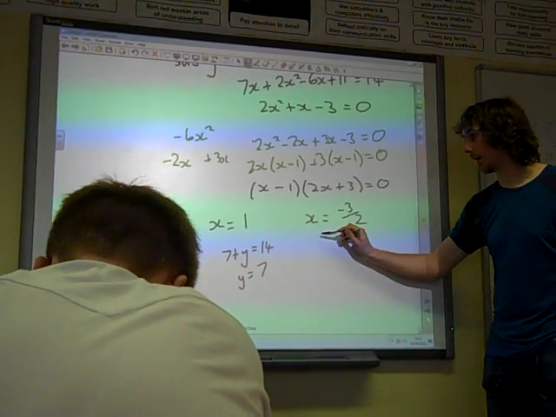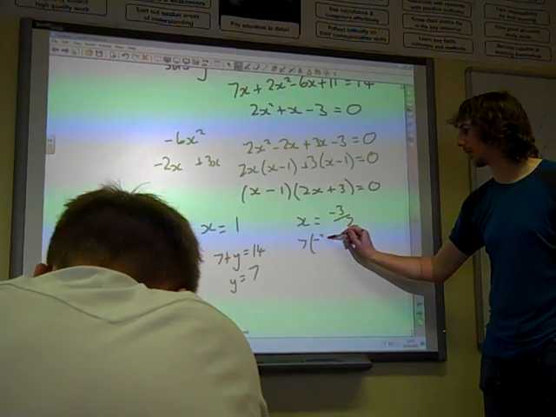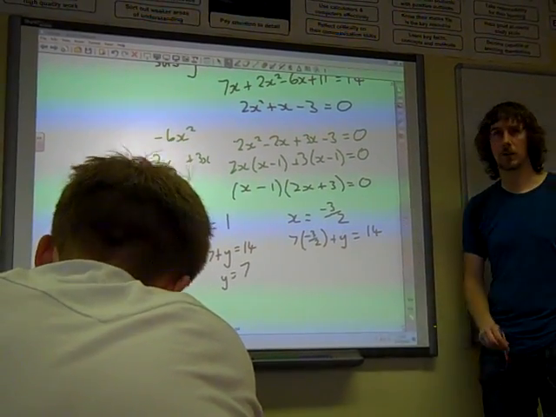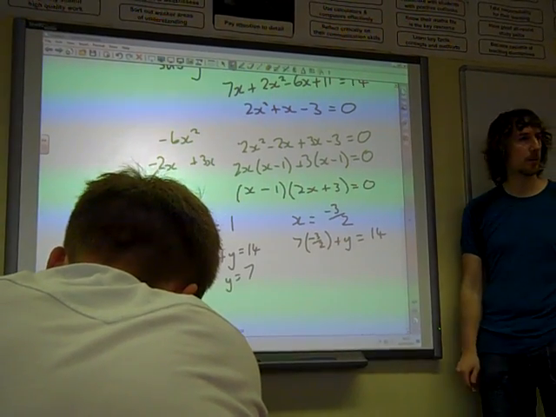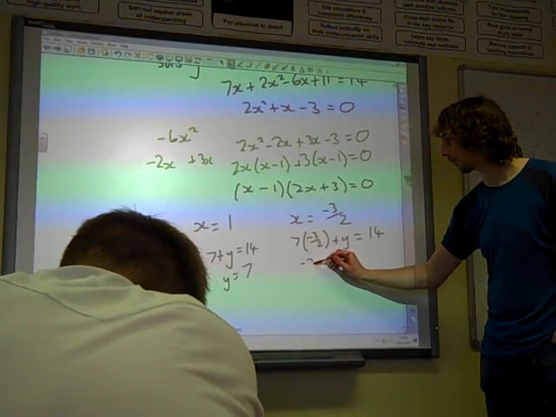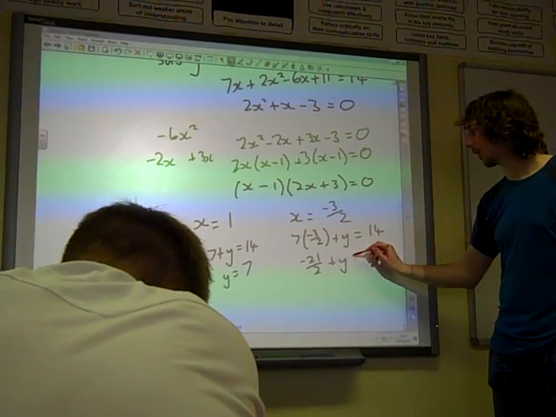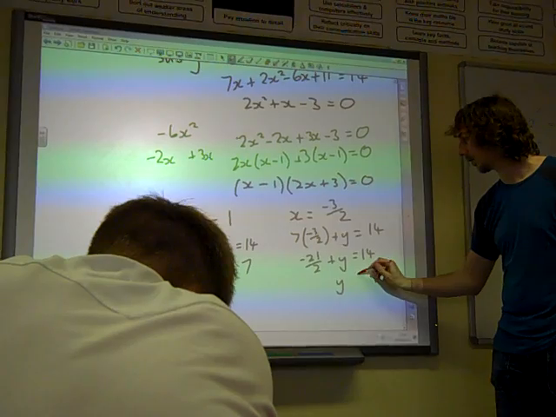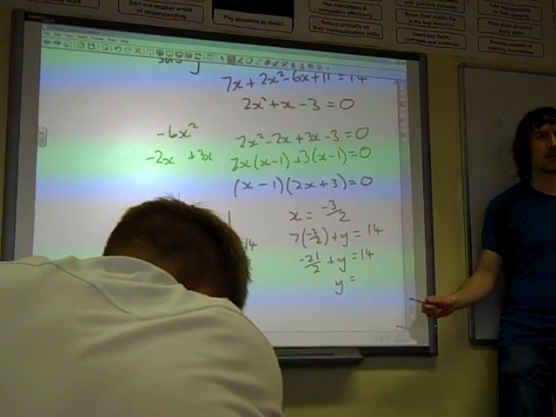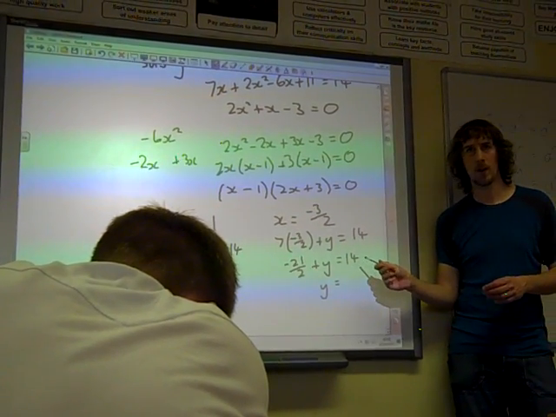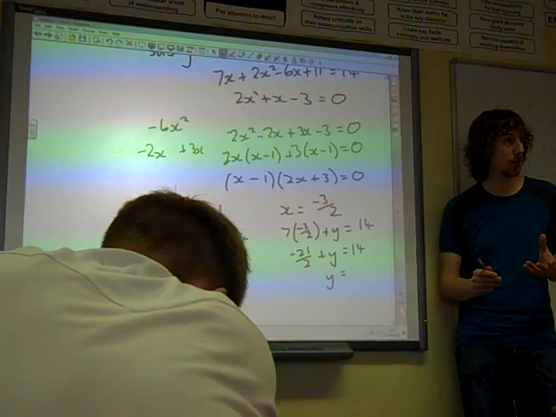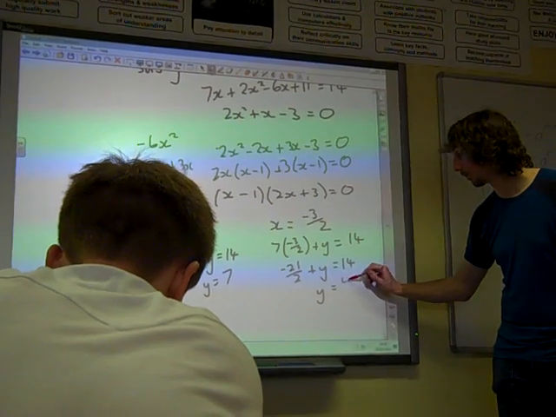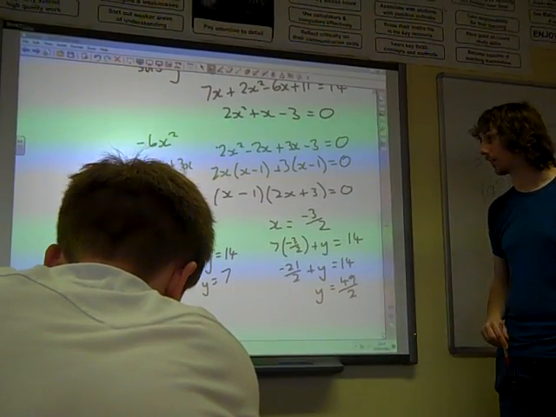And the other one would tell me that 7 times minus 3 over 2 plus y is 14. I'm going to have to deal with some fractions here. That's minus 21 over 2 plus y is 14. If I add, well, how do we think this through? If I add 21 over 2 to 14, 14 is 28 over 2. So add another 21, that's 49 over 2. And that will do as my answer.